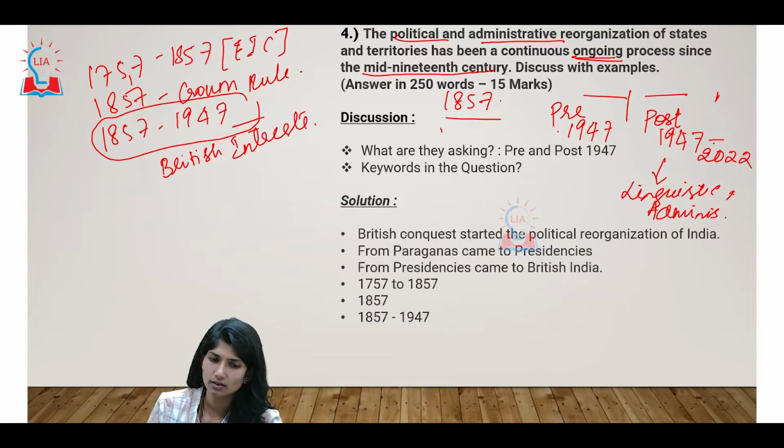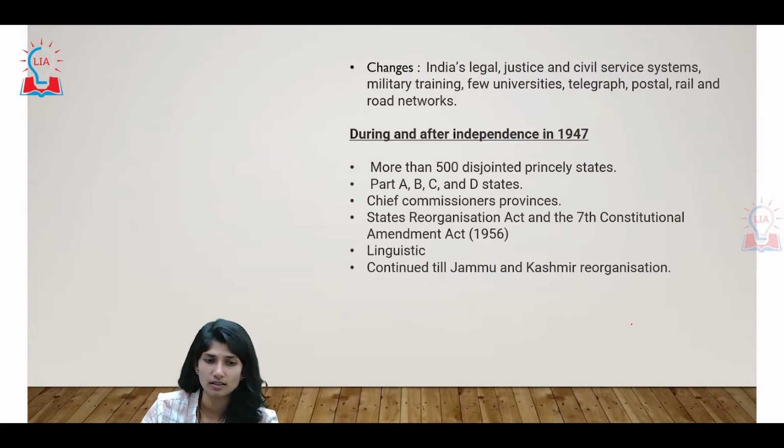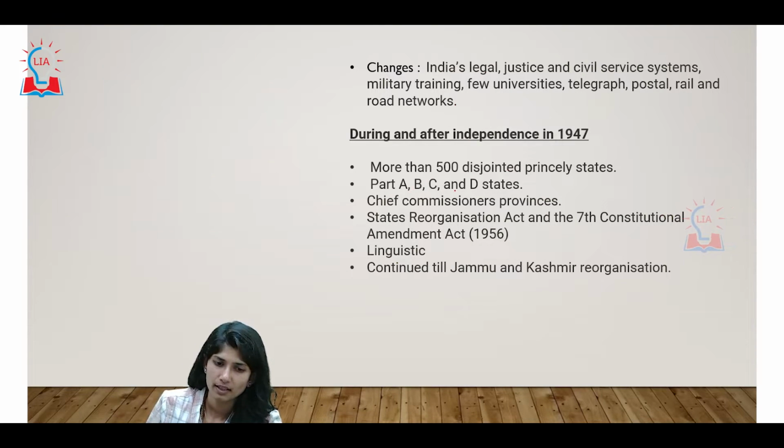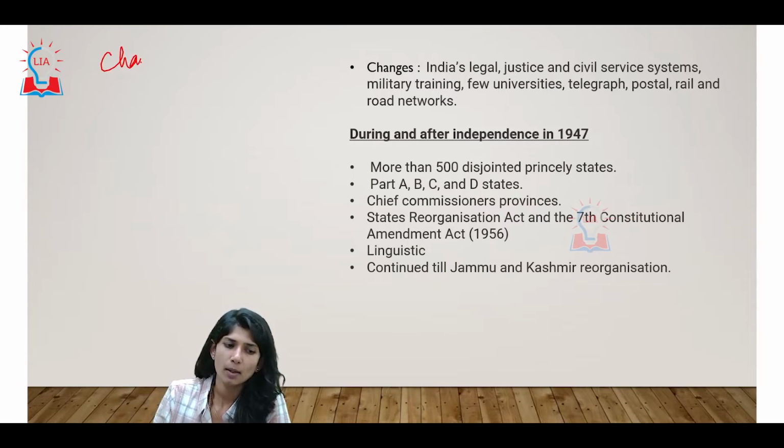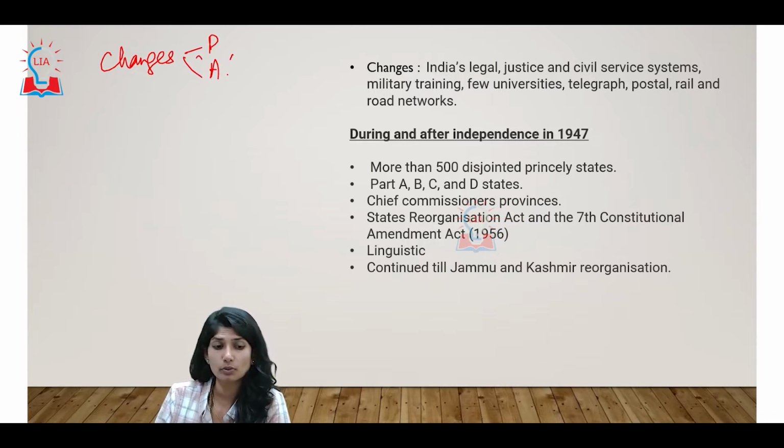The political conquest of the British started with the reorganization of India from parganas. Your Battle of Plassey, 1757, whatever they gained, came to presidencies, your Bengal, Bombay, Madras. Along with that, presidencies came to British India. There was also this other point of states such as Part A, B, C, D states, Chief Commissioner provinces. Anything they could group which had immense benefit for them, they did it. Basically, these kinds of changes were for political purpose or administrative purposes as they claim. There are instances it was made for administrative purpose also, but at least that is what they claim.